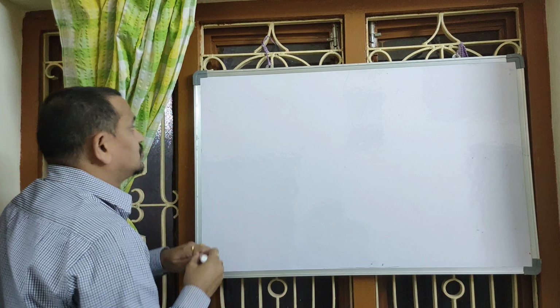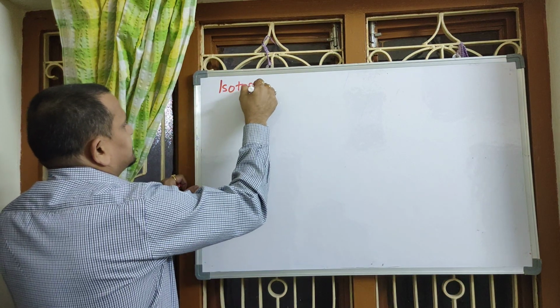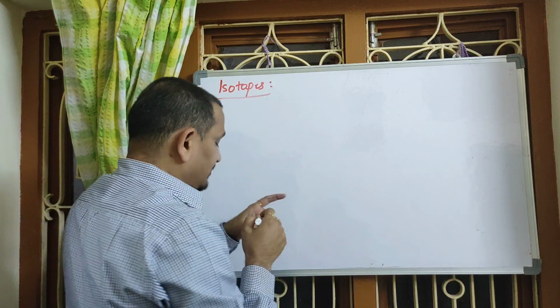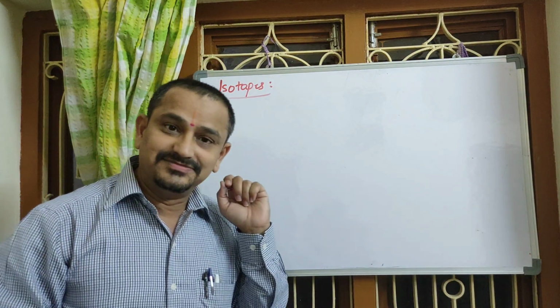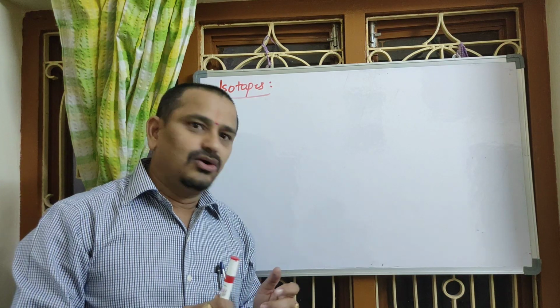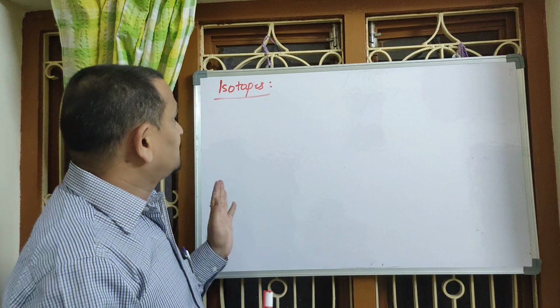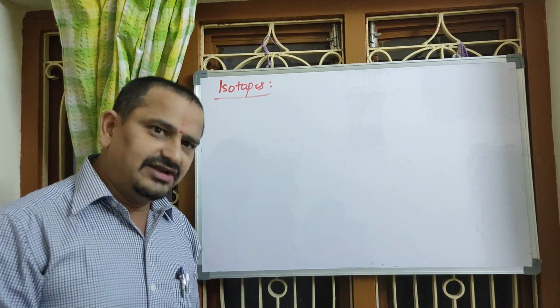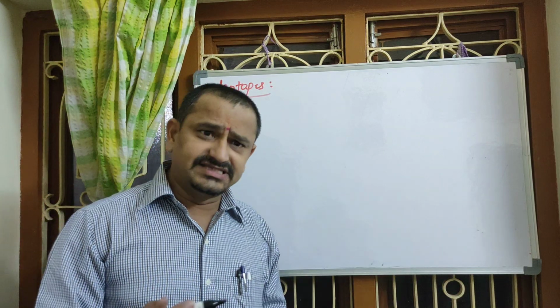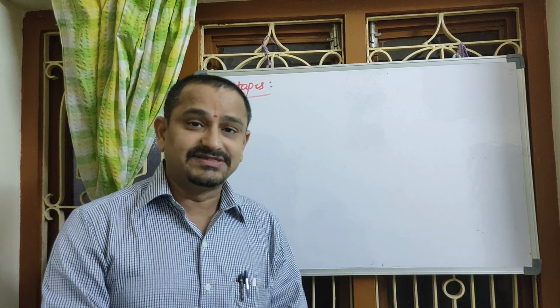What are isotopes? Immediately students will answer, same atomic number, different mass number. Who? Yourself or myself? Who are having the same atomic number and different mass number? That point must be clearly specified.